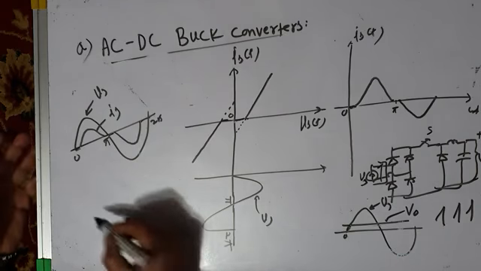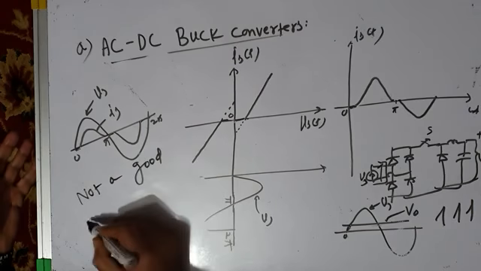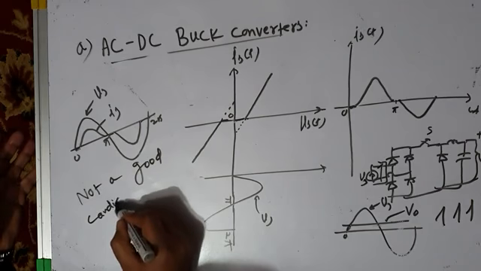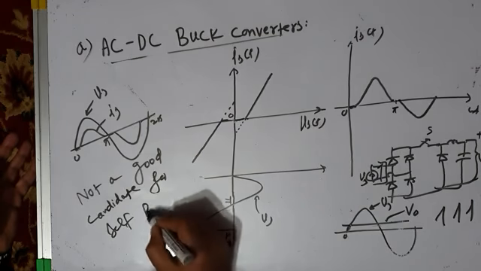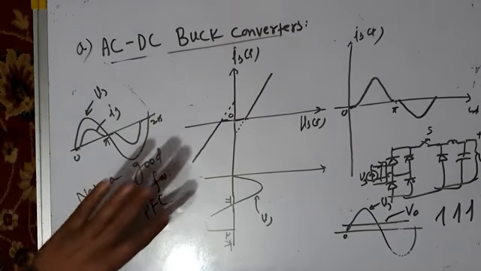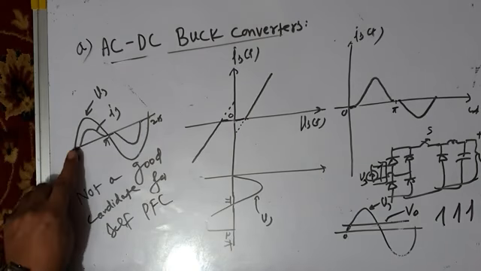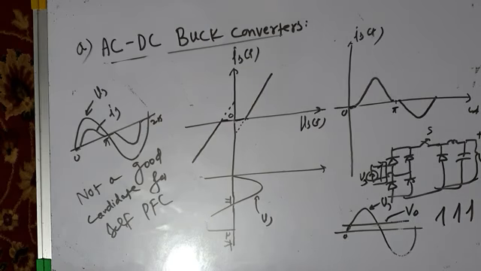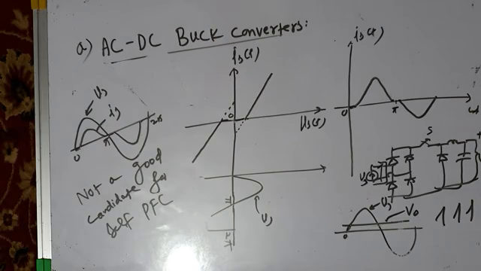So I will write: not a good candidate for self power factor correction, self PFC. It improves, no doubt, input power factor, and it improves the quality of current also, but still the quality of current is not what we desire. So therefore the AC to DC buck converter is not a good candidate for self PFC.